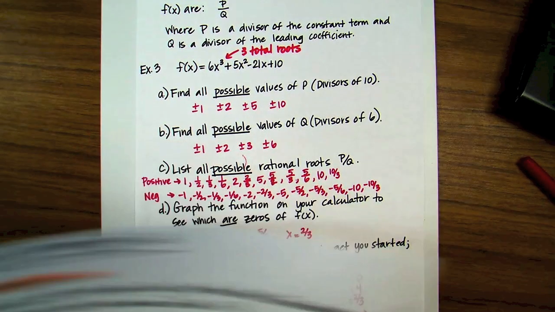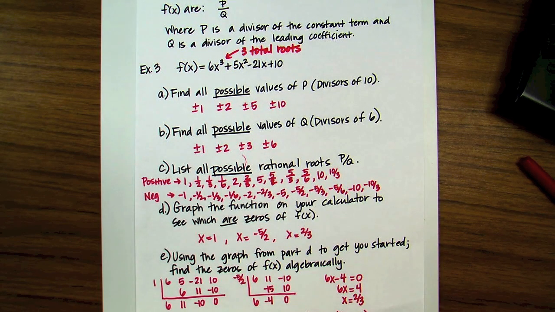So next up, we've got the rational zeros theorem. The rational zeros theorem says to let f of x be a polynomial function with integral coefficients, the only possible rational zeros of f of x are p over q, where p is a divisor of the constant term and q is a divisor of the leading coefficient.